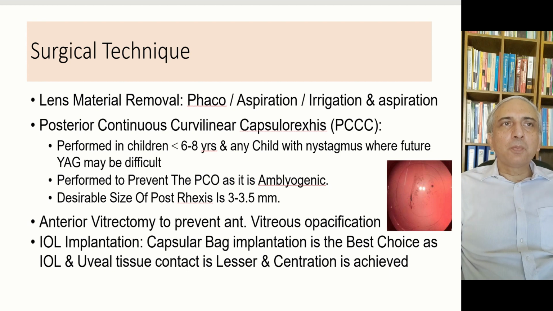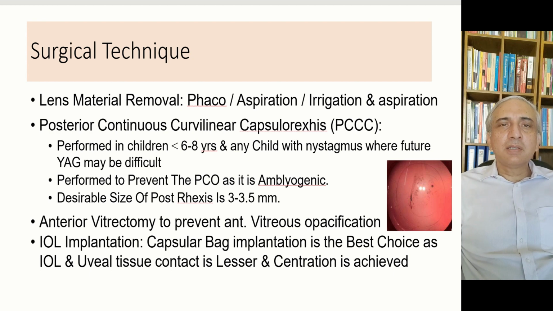It is performed to prevent PCO as it is amblyogenic, and the desirable size of the posterior capsulorhexis is 3 to 3.5 mm. And then comes another thing which is most important in children, and it is different from adults, anterior vitrectomy to prevent anterior vitreous opacification.